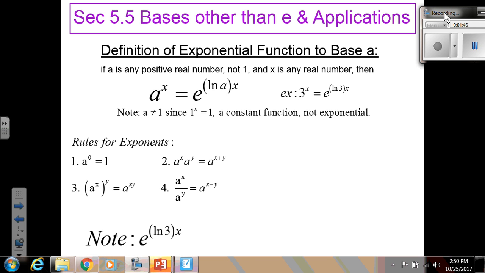All right, and here's a more visual way of seeing what I was telling you about. e to the ln 3 times x is the same as 3 raised to the x power. So the e and the ln cancel, and then you just have 3 raised to the x power. All right, so just a kind of reminder there of how that works.